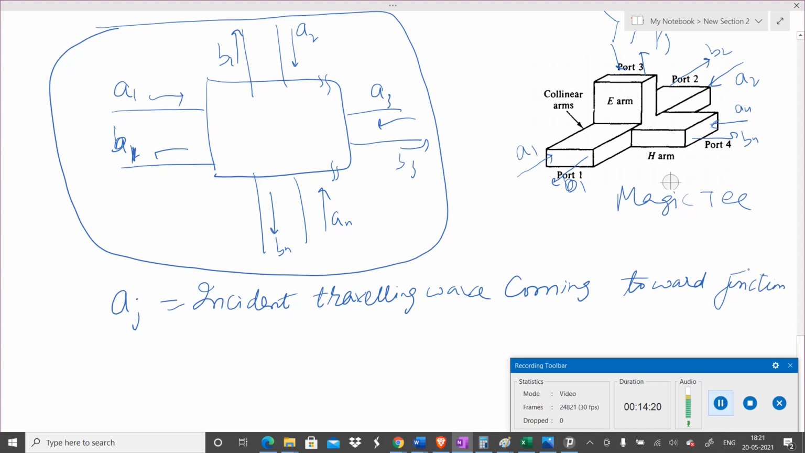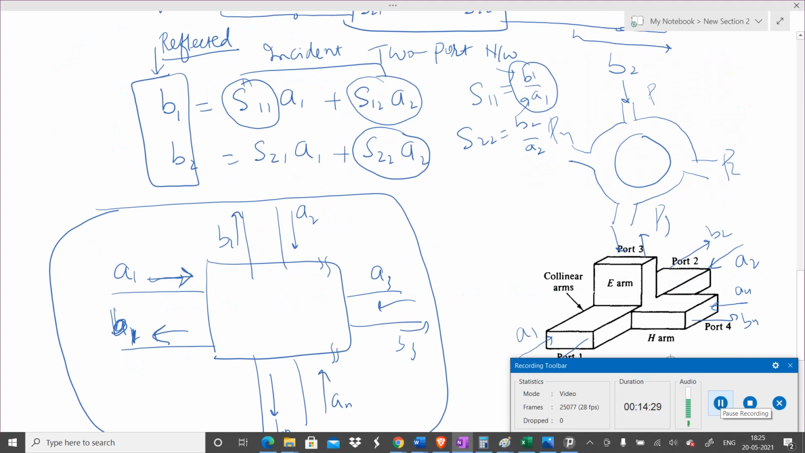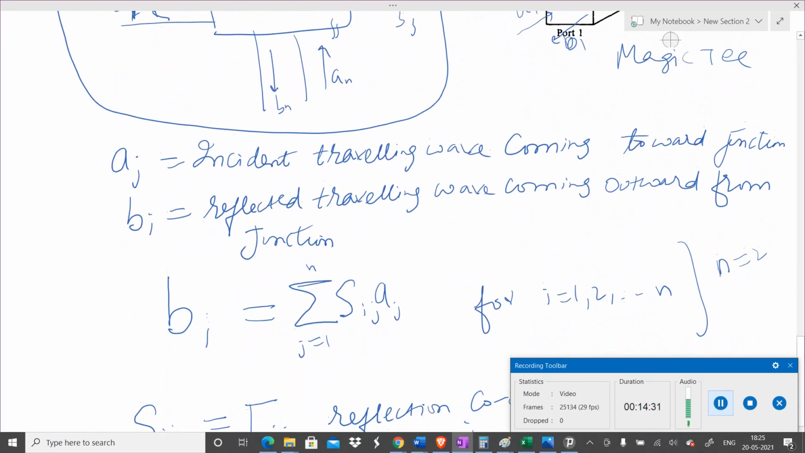Similarly we have BI, and that will be the reflected traveling wave coming outward from the junction. Sorry, my microphone was muted, so I will repeat.